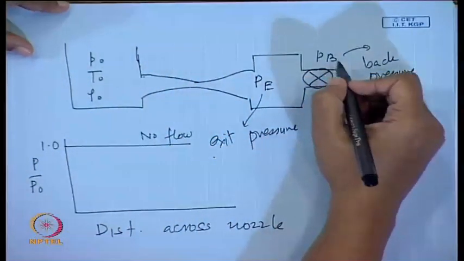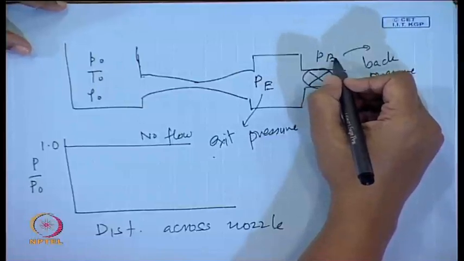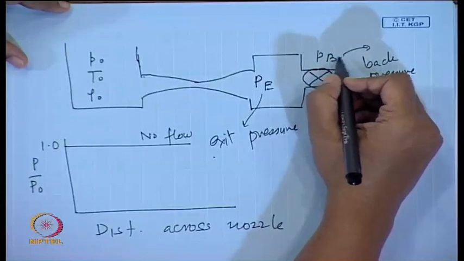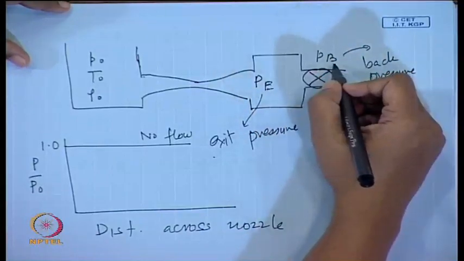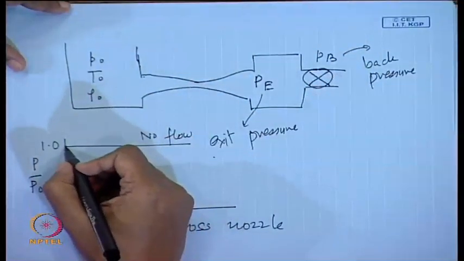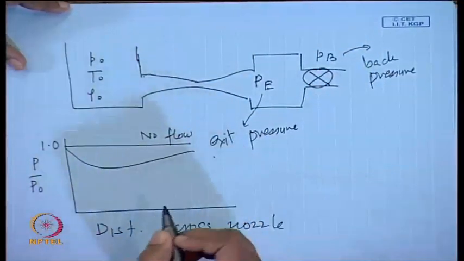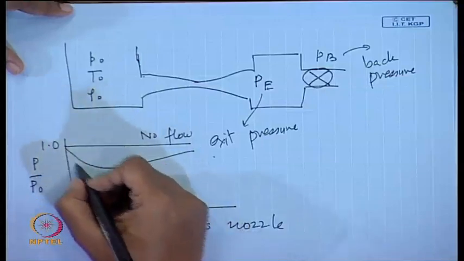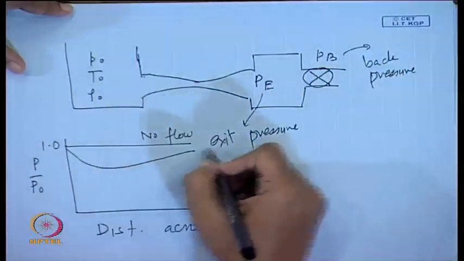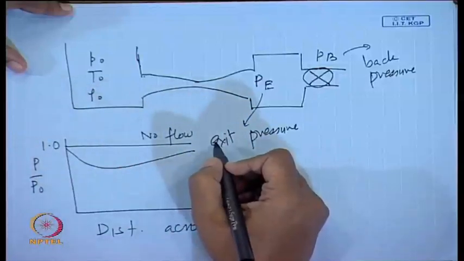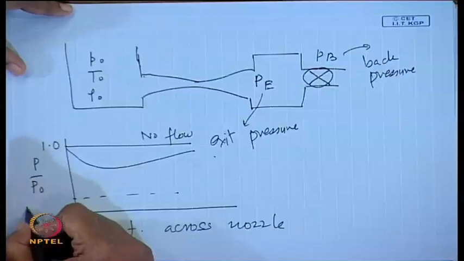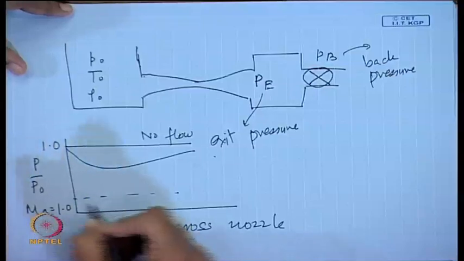Now, what do we do? We keep on reducing Pb. As we reduce Pb, Pe equals Pb and flow starts. Okay. So, we find that it is something of this sort. We keep on reducing Pb, Pe equals Pb and we get a flow something of this sort. This goes on till we reach Ma equals 1.0.